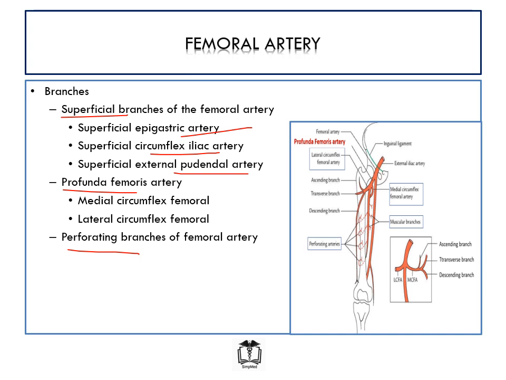For the profunda femoral artery, this is a deep branch of the femoral artery. It gives rise to some minor branches, which we call the medial circumflex and the lateral circumflex. From our discussion on the joints of the lower limb under the hip joint, remember that the medial and lateral circumflex femoral arteries give rise to the cruciate and trochanteric anastomosis supplying the hip joint. Then finally, we have perforating branches of the femoral artery that form branches supplying the muscles and other structures in the thigh.